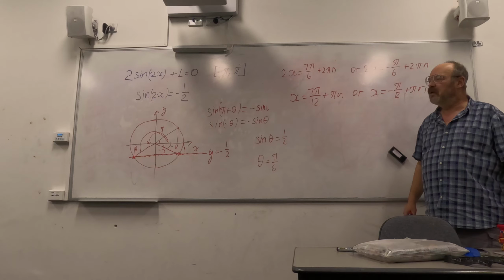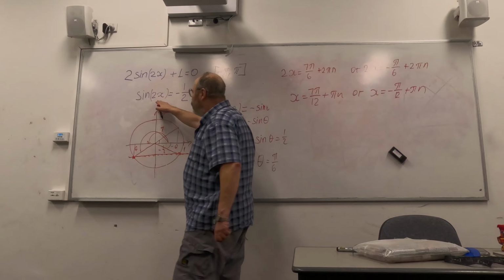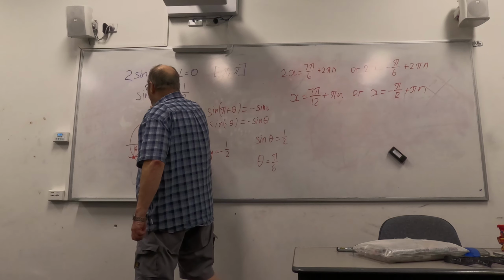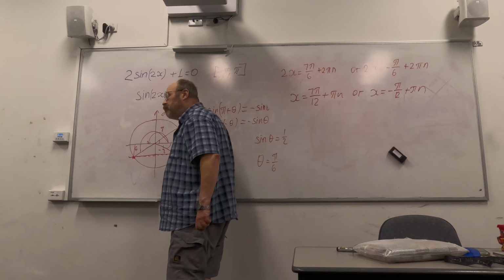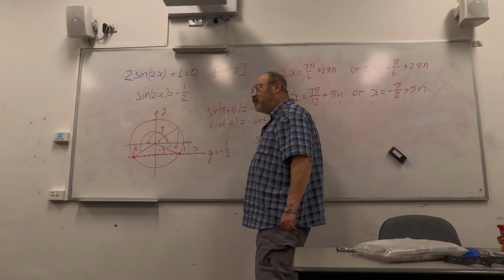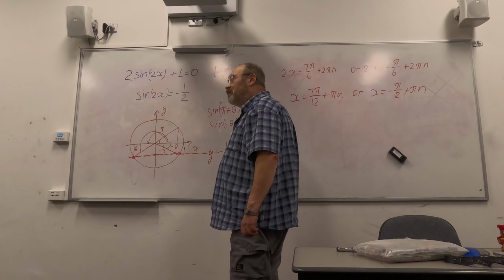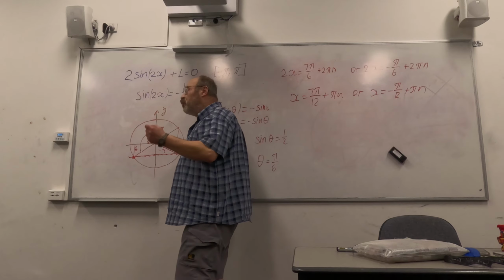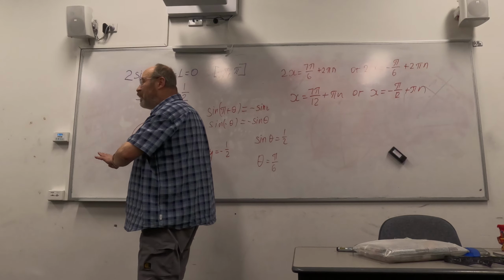How did you get 2x equals 7 pi on 6 plus 2 pi n? Because we found that sine 2x equals negative 1/2 for angle 7 pi on 6. When the angle is 7 pi on 6, sine of 7 pi on 6 is negative 1/2. You need to know the exact values for pi on 6, pi on 4, pi on 3.